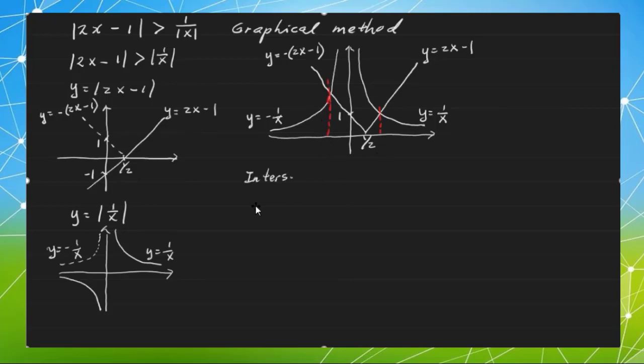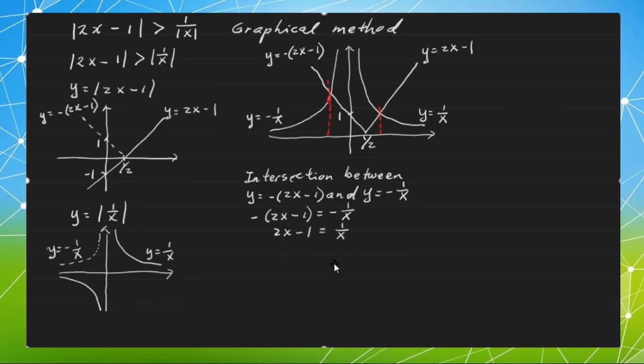For the first intersection point, that is the intersection between the graph y equals negative 2x minus 1 and the graph y equals negative 1 over x, I'm going to do the simultaneous equation in order to find the value of x of the intersection point. So first I need to simplify. After simplifying, I found that it is a quadratic. Then I try to factorize the quadratic, and I get 2x plus 1, x minus 1. Then from here I can see that x is negative 1 over 2 or x is positive 1.